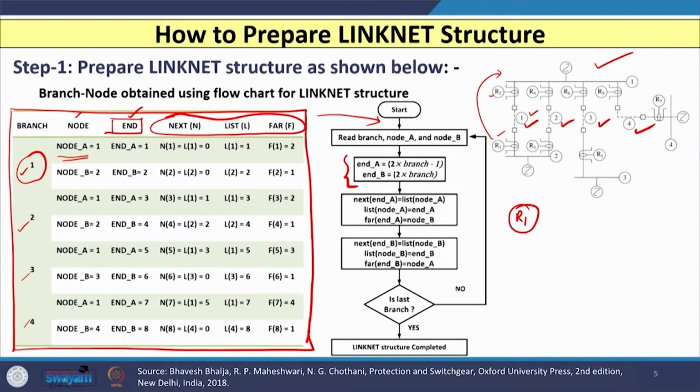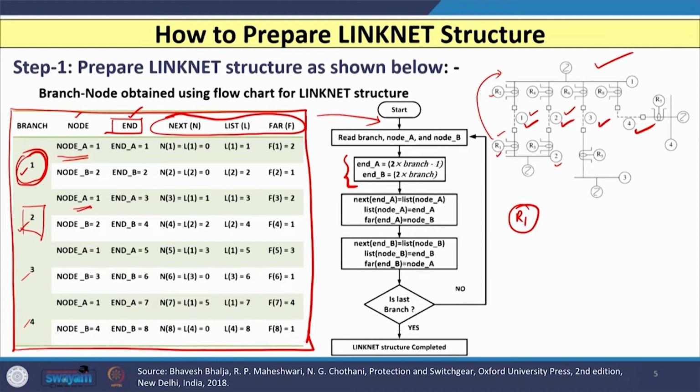Similarly, if you consider branch number 2, the lowest relay number is R3, and opposite of that bus, that is bus 1, is considered as node A, equal to 1, and the other bus, that is 2, is nothing but your node B. Let us consider again the first branch. The first branch has 2 relays, R1 and R2, the lowest relay number is R1, opposite of that bus I am calling node A, equal to 1, and node B, equal to 2.